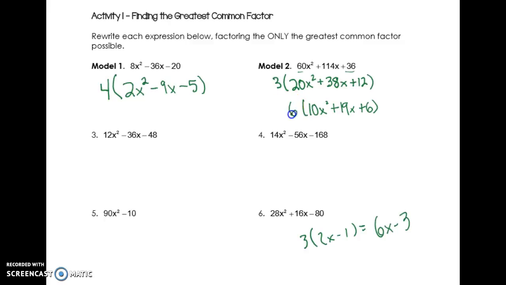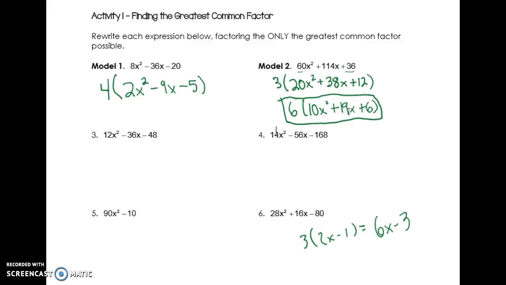6. Well, what that tells me is I probably could have taken out a 6 right away as my greatest common factor. And really the way I know that is by looking at what's left. Here I had numbers that had a common factor, 20, 38, and 12. They have a 2, clearly. Here I didn't. 10, 19, and 6 don't. 19 is a prime number, so that's it. There's not much else we can do with it.